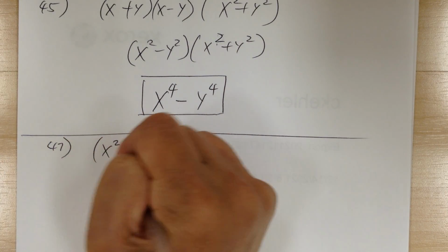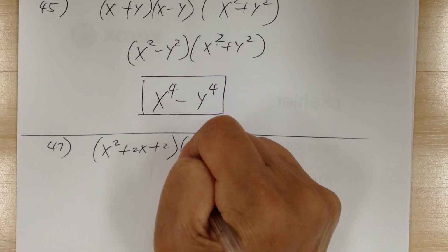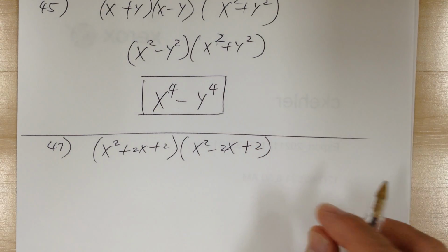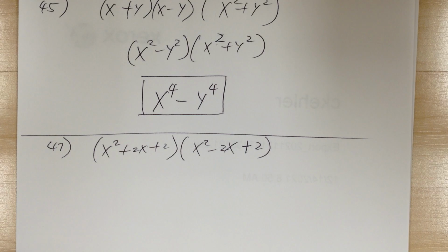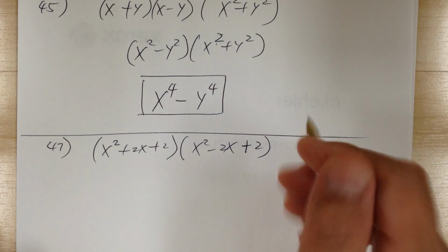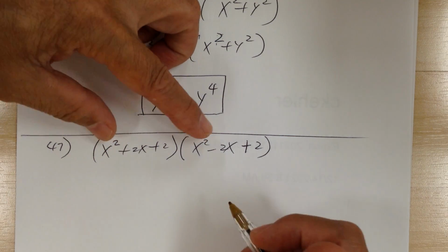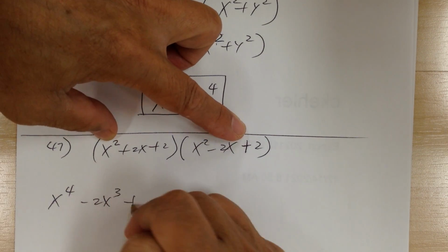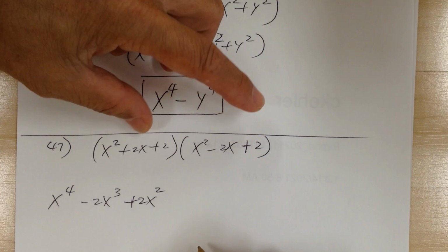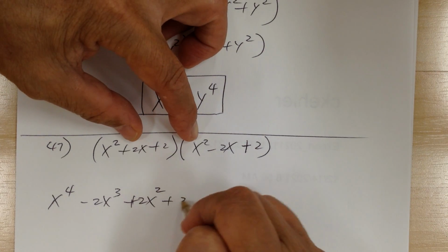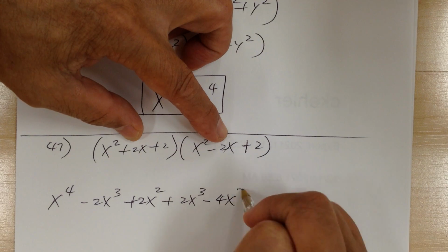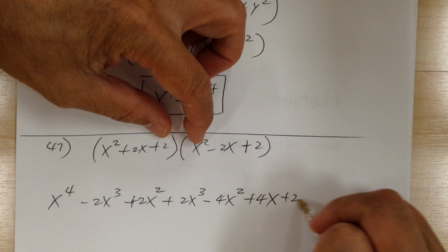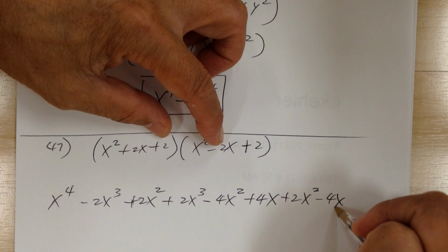Okay, so you got x squared plus 2x plus 2. You got x squared minus 2x plus 2. So you actually can use conjugates, but in this case, it doesn't give you an advantage. So let's just go and distribute it out. Okay, so this will give me x to the 4 minus 2x to the 3 plus 2x to the 2. So I'm done with the first term, so go to the second term, start all over. So plus 2x to the 3 minus 4x squared plus 4x. So go to the last term, so plus 2x squared minus 4x plus 4.